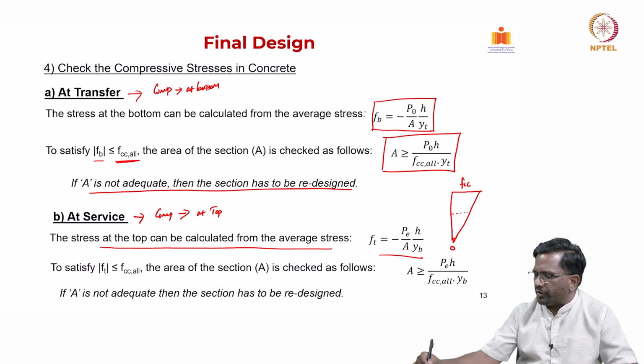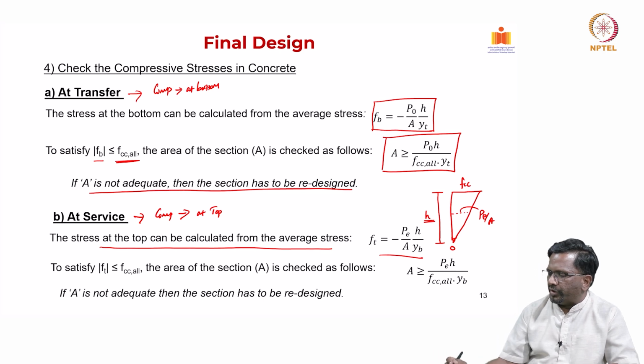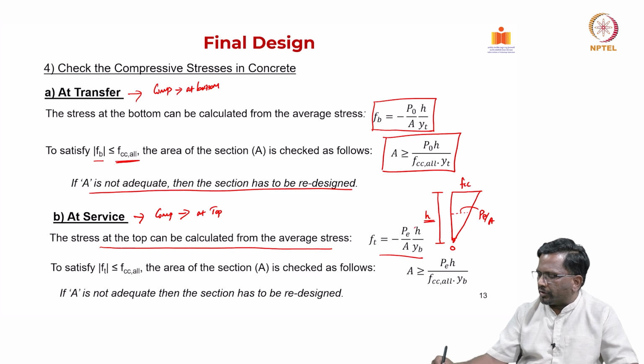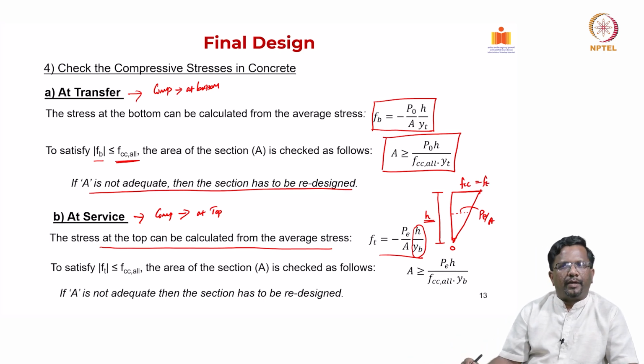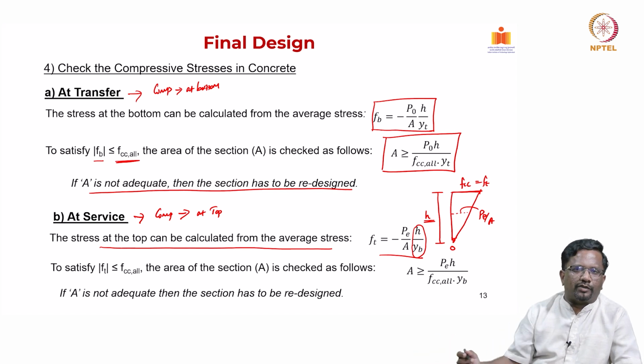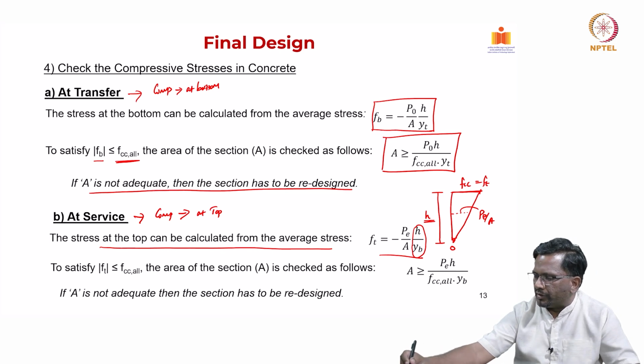If this is PE by A, right, and for a distance of H by YB, what would be the stress? I am doing the interpolation. This is a kind of multiplication factor to get the stress at the top, which is FT. That is what we are doing here, right. For the distance H by YB, from similar triangles, we are trying to get the stress at the top. Similarly, for this one also, it is this.